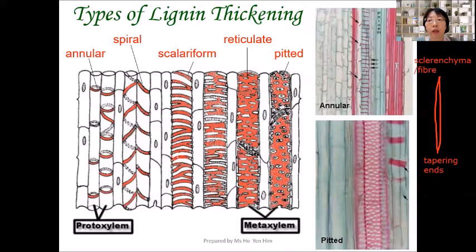Can you see the wall has got lignin with this pink color? And then you can see the tapering end at some region. Not really very clear. I think here you can see this part here is tapering end. Can you see this sharp end here? Right, tapering ends. Right, so this is the sclerenchyma cell.